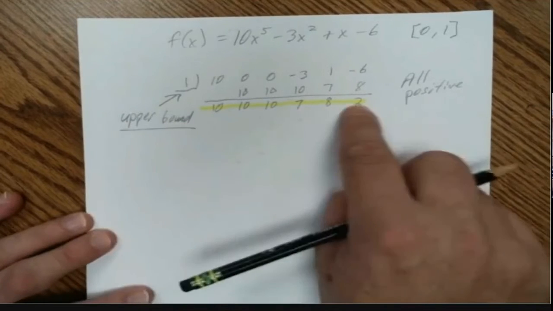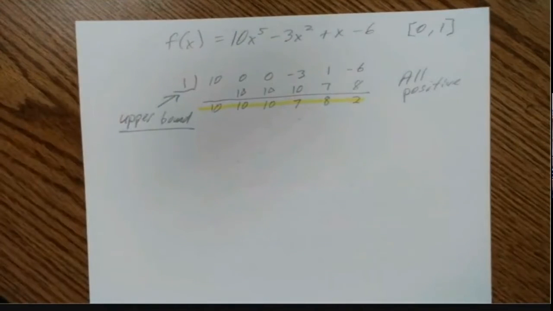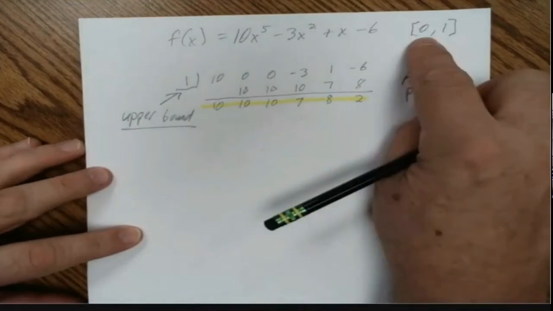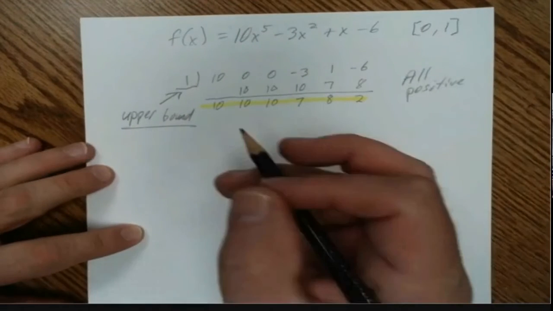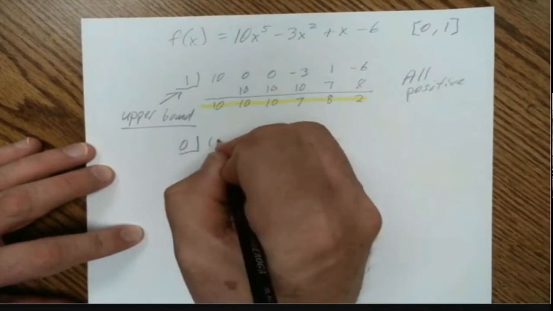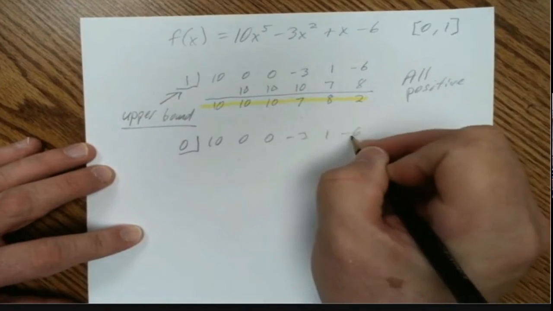Anytime you do synthetic division and you have all positive numbers, there will not be a 0 larger than what you just tested. That is an upper bound test. Now let's check 0, and there's a lower bound test. So we're going to do 0 into the same thing: 10, 0, 0, -3, 1, -6.